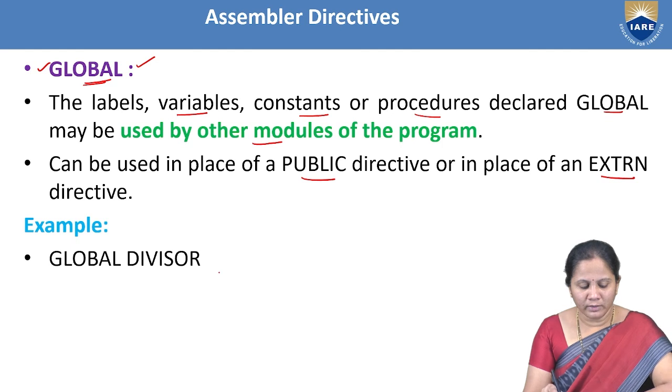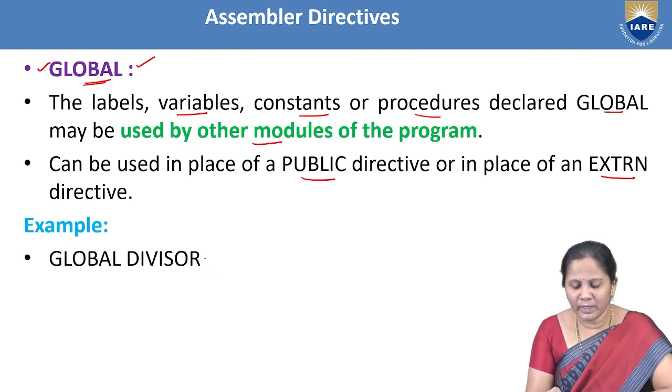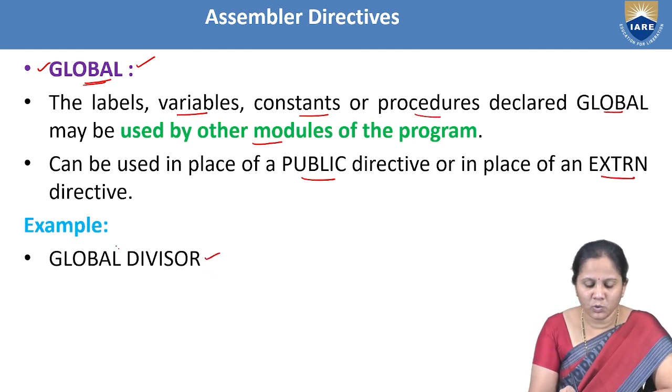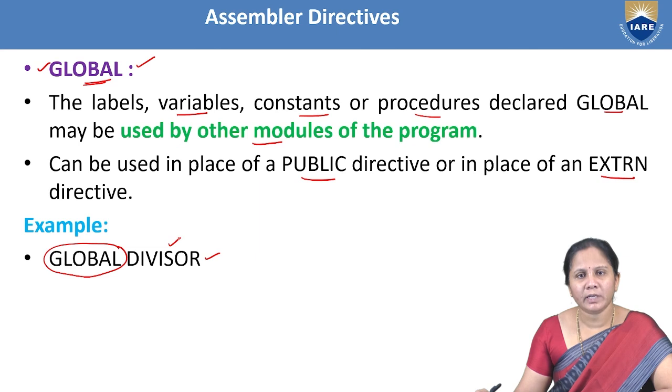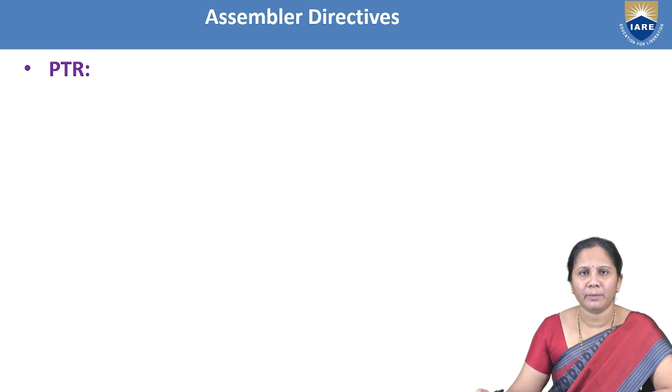Here we have written global divisor. This global is an assembler directive, and this divisor is a variable which we have declared globally. So the same divisor can be used in public as well as in external, and can be used anywhere in the program.